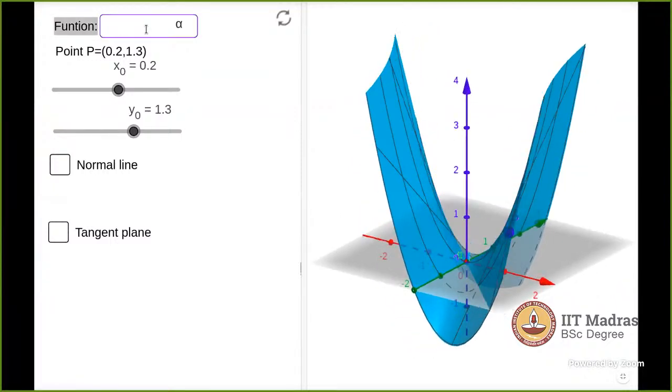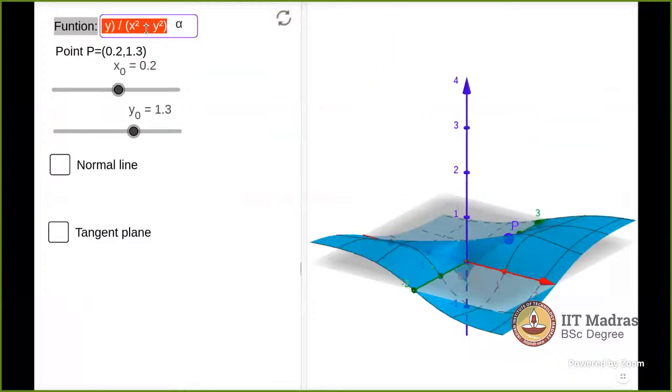So this function, if we take this, I don't know whether it works here or not. This is the function xy by x square plus y square.